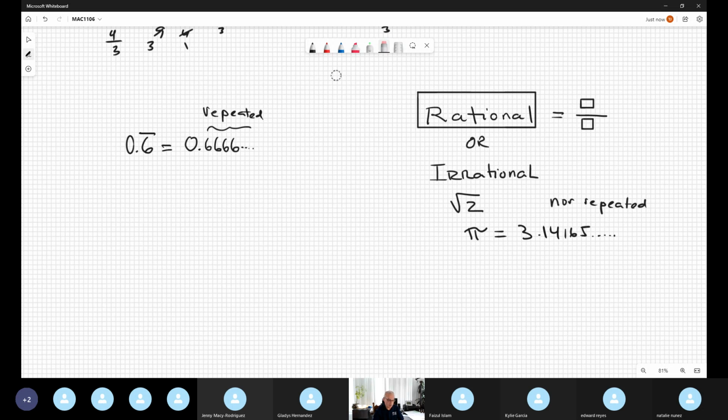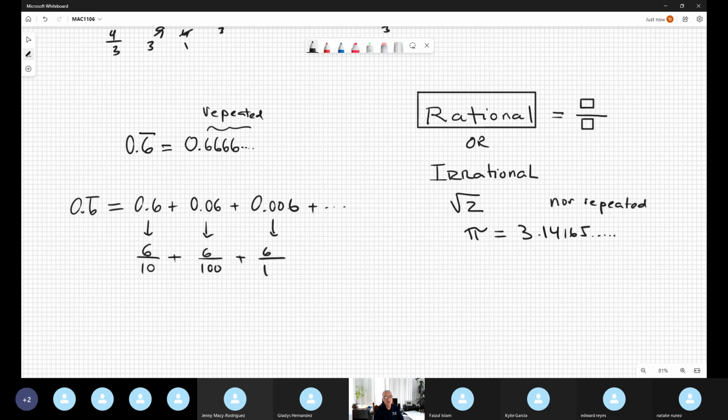Okay, so let me try it quickly. 0.6 repeated is equivalent to 0.6 plus 0.06 plus 0.006, and so on. If you want to see it more clearly, you put it in fractions: 6/10 plus 6/100 plus 6/1000 and so on.